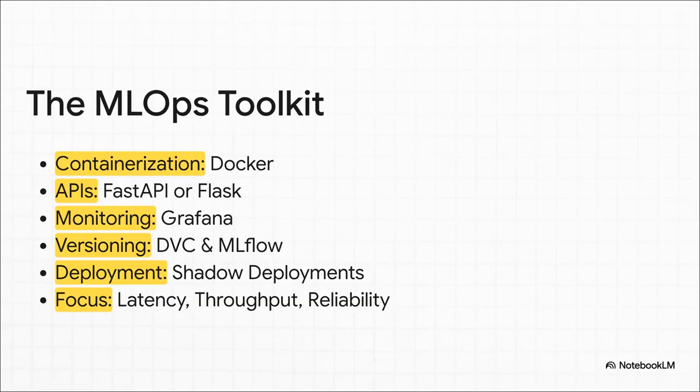At this level, you're suddenly dealing with a whole new universe of tools. This is MLOps. You're wrapping your models in Docker containers. You're building APIs with something like FastAPI or Flask so other services can talk to your model. You're setting up dashboards in Grafana to monitor everything. And you're not just versioning code anymore, you're versioning your data and models with tools like DVC and MLflow. The entire focus shifts. It's not just about accuracy anymore. It's about latency, throughput, and rock-solid reliability.